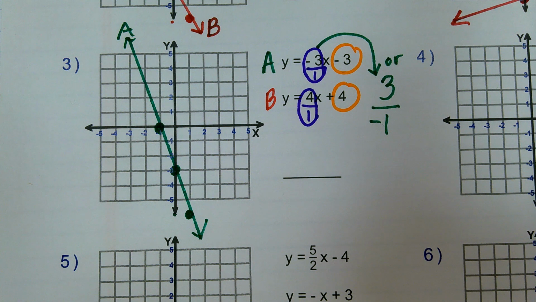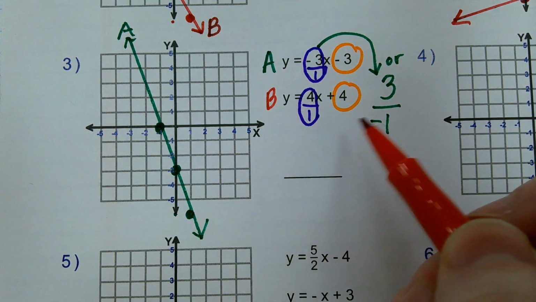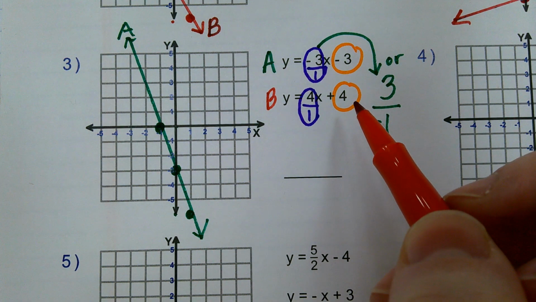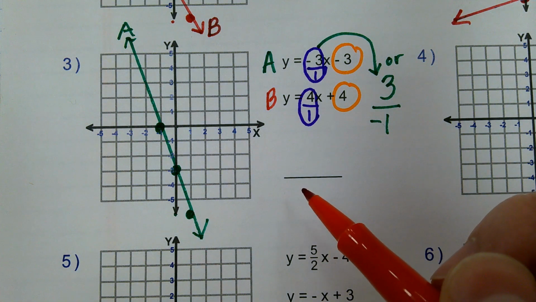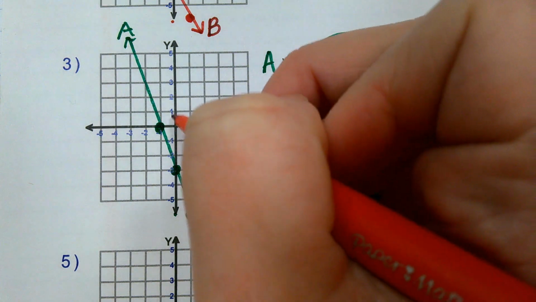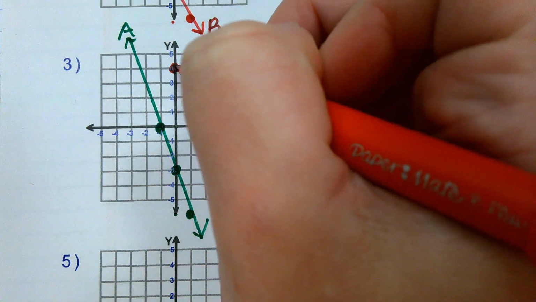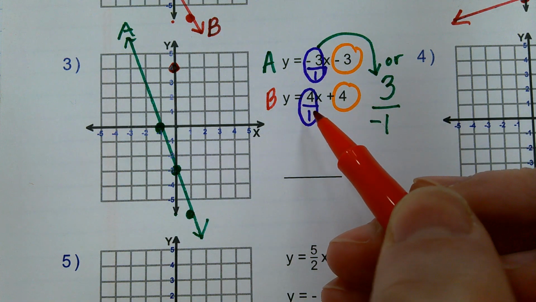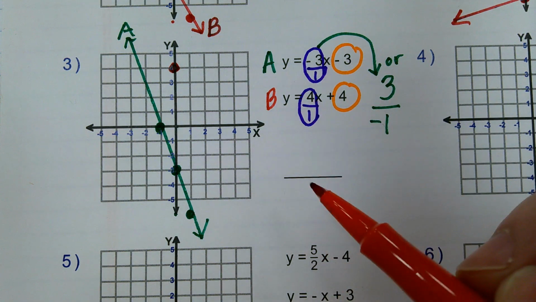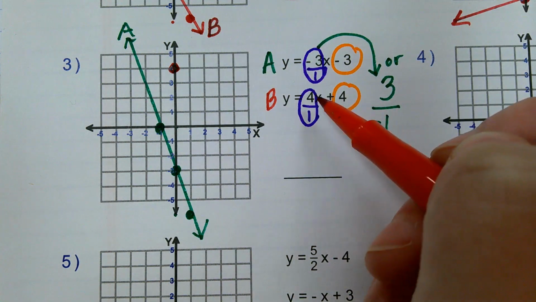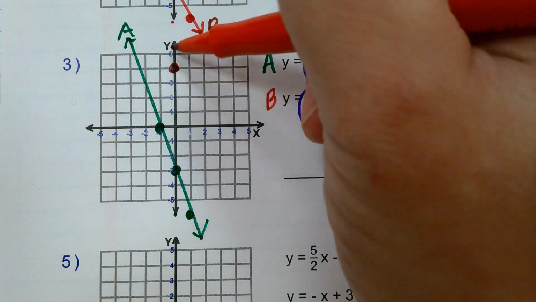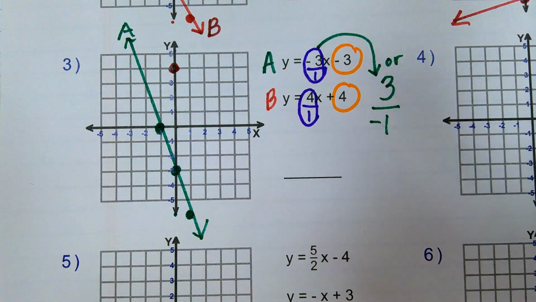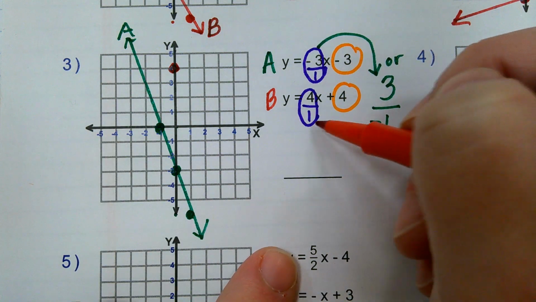Look at the second equation. Where does my first point go? +4. 1, 2, 3, 4, right here. And this slope is going to be way off the graph, isn't it? Yes, it is. If I try to go up 4 from here, 1, 2, 3, 4, I'm going to be all over the place. So you can make them both negative?